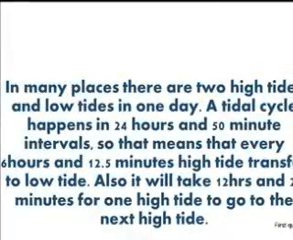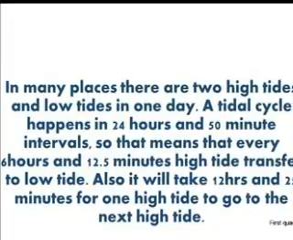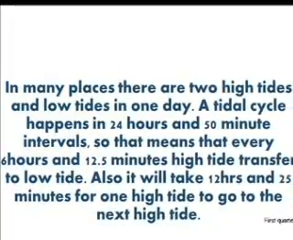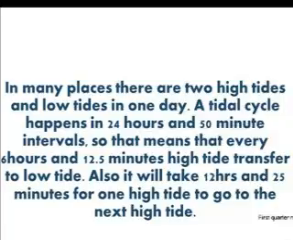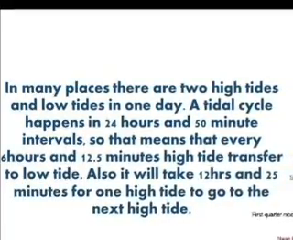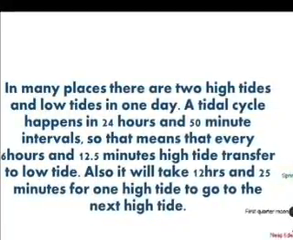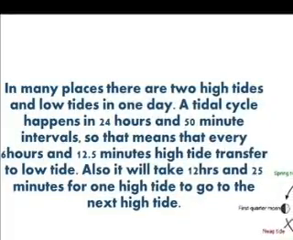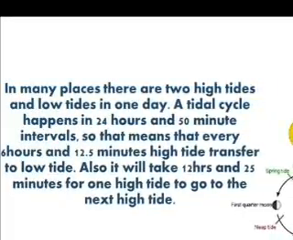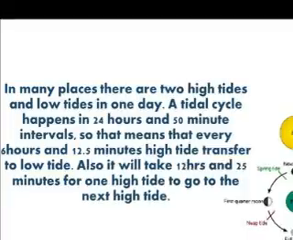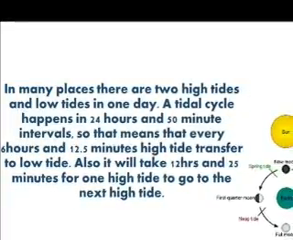In many places, there are 2 high tides and 2 low tides in one day. A tidal cycle happens in 24-hour and 50-minute intervals, so that means that every 6 hours and 12.5 minutes, high tides transfer to low tides. Also, it will take 12 hours and 25 minutes for one high tide to go to the next high tide.